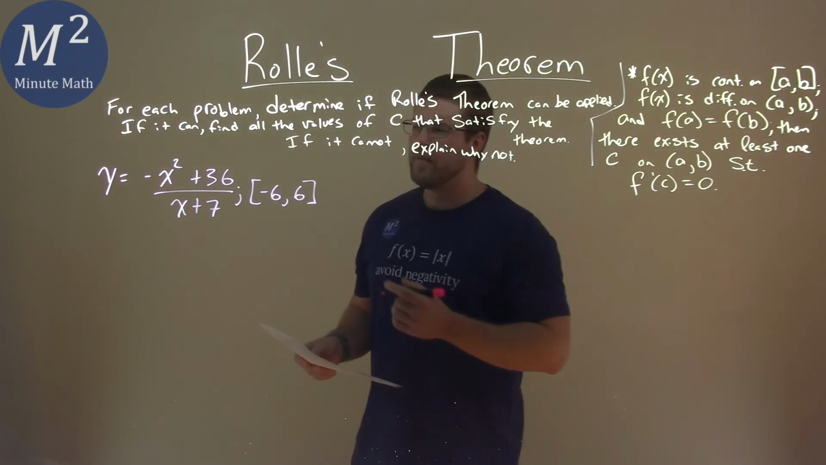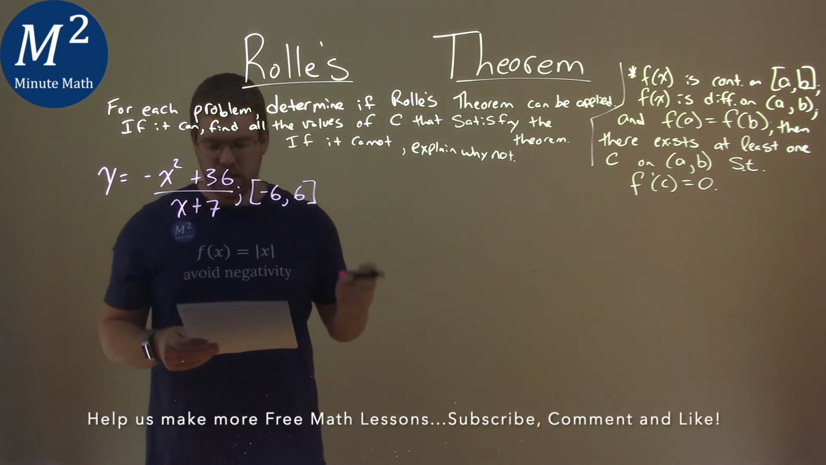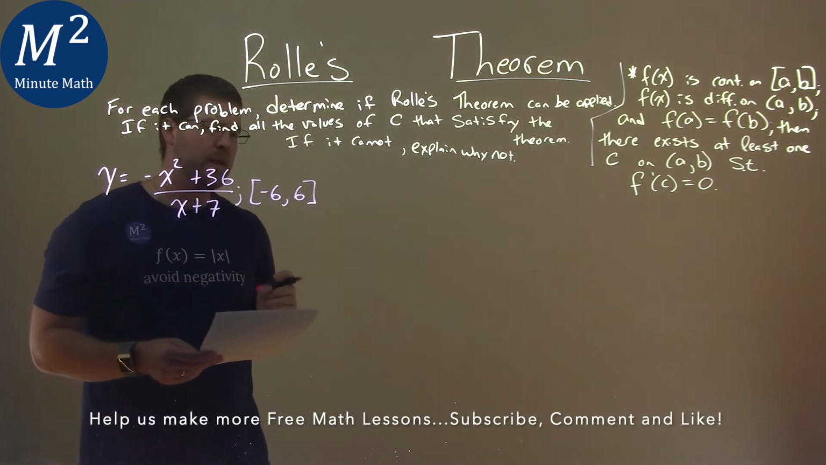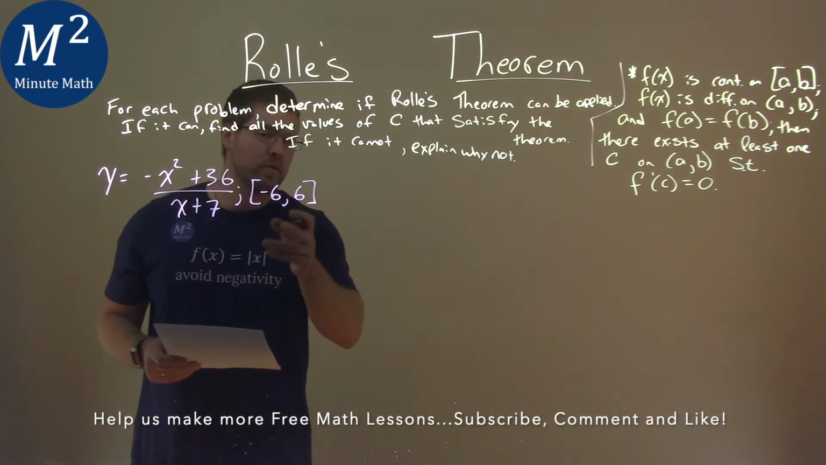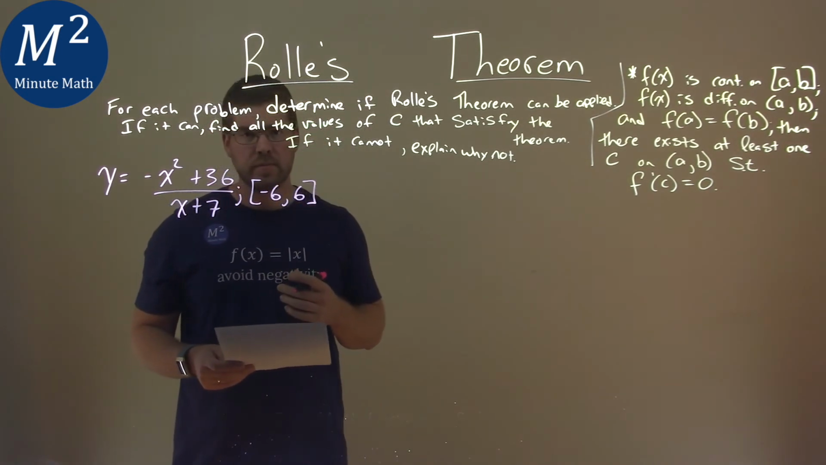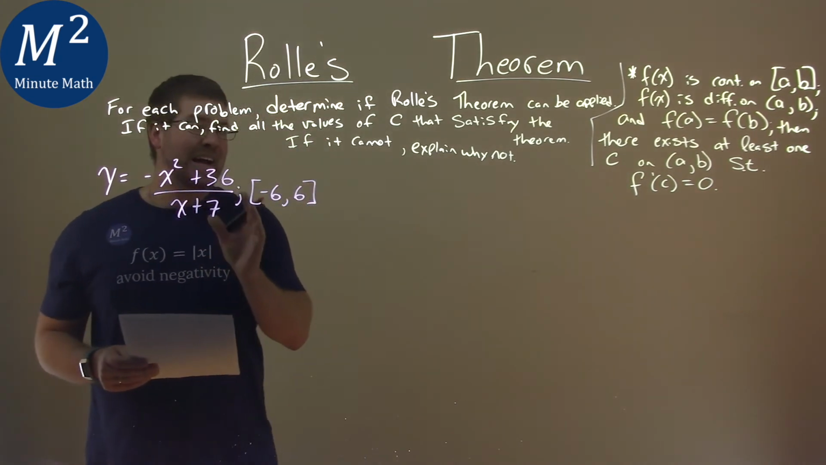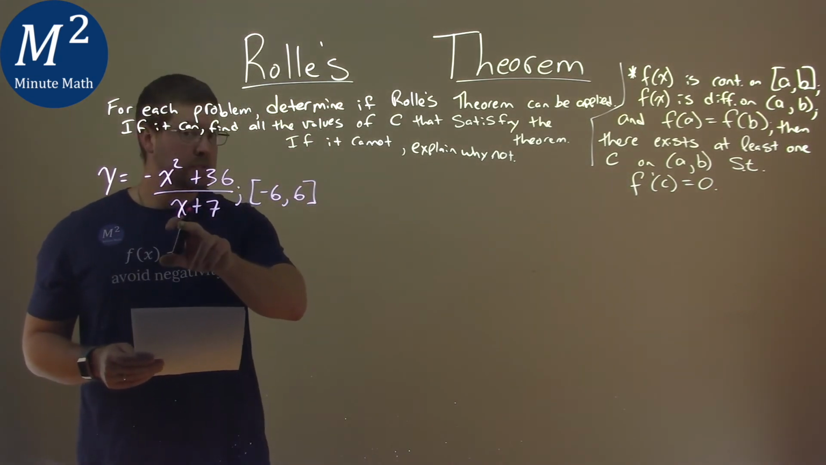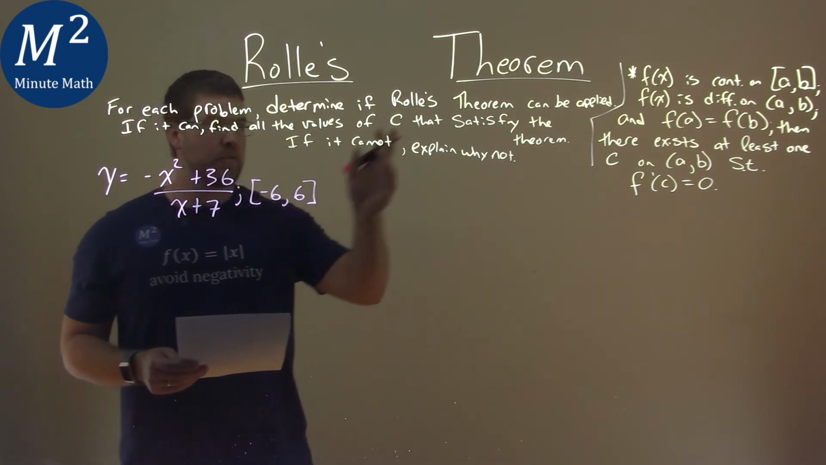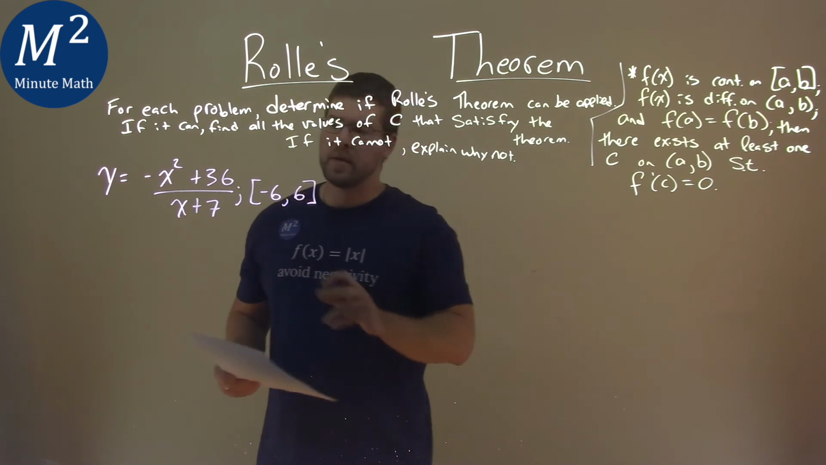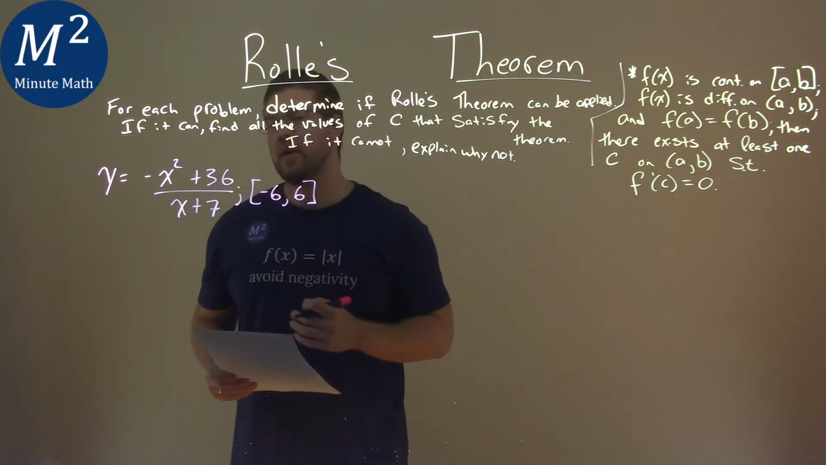We're given this problem right here. y equals negative x squared plus 36 over x plus 7, and we need to find the values of c that satisfy Rolle's theorem on our interval from -6 to +6. Now, this is a rational function, and so it's not continuous when we're dividing by 0. And the only place that happens is -7. So we're going through our conditions of Rolle's theorem, and if x is -7, we're dividing by 0, we can't do that, but it's outside our interval.